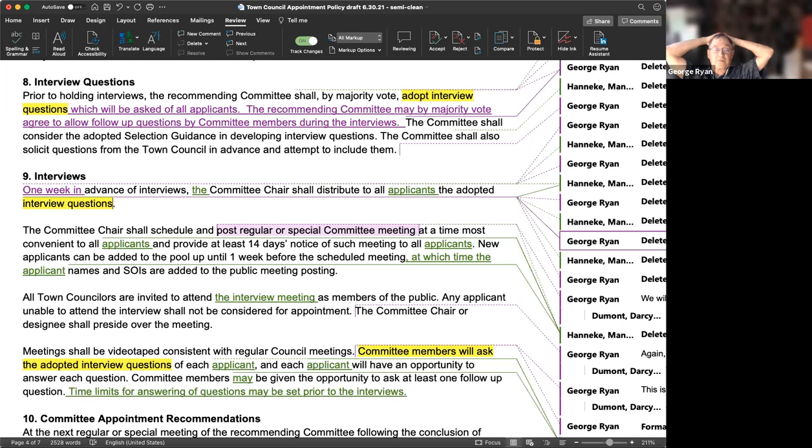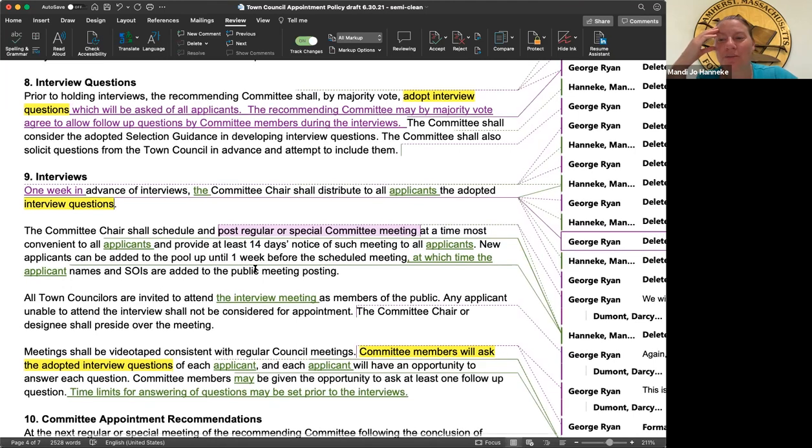What's the point of this? I just, you know, the chair has to schedule the interview meeting, or the meeting at which the interview will take place. And is it at a time most convenient to all applicants? No, actually it's not. Because we just tell them this is when it's going to be, and you either show up or you don't. The committee chair shall provide, I'm not even sure about the 14 days with the next sentence, new applicants can be added up until 1 week before the meeting. Yeah, I don't even know. Yeah, we have to sort this out.